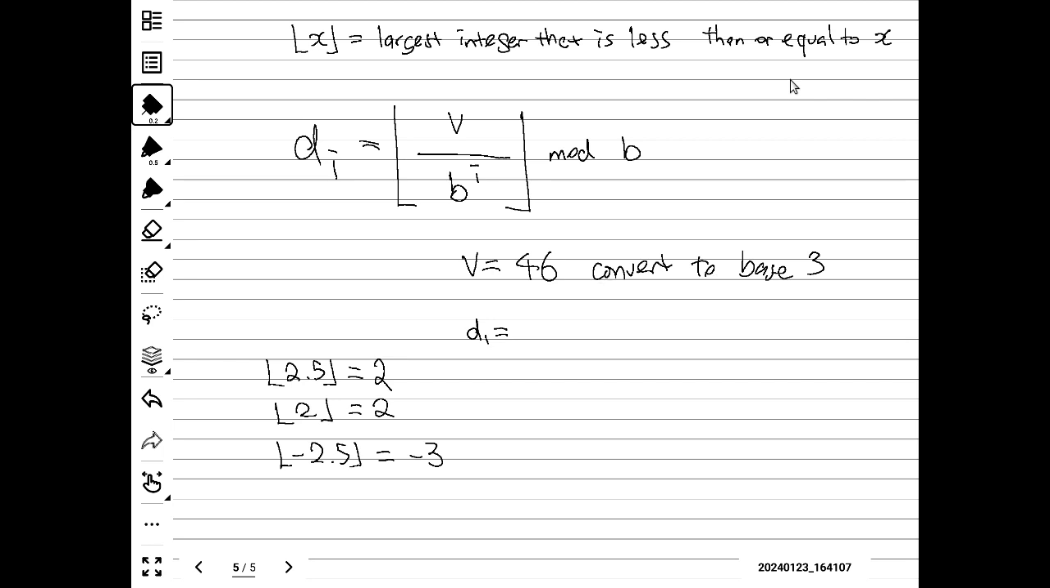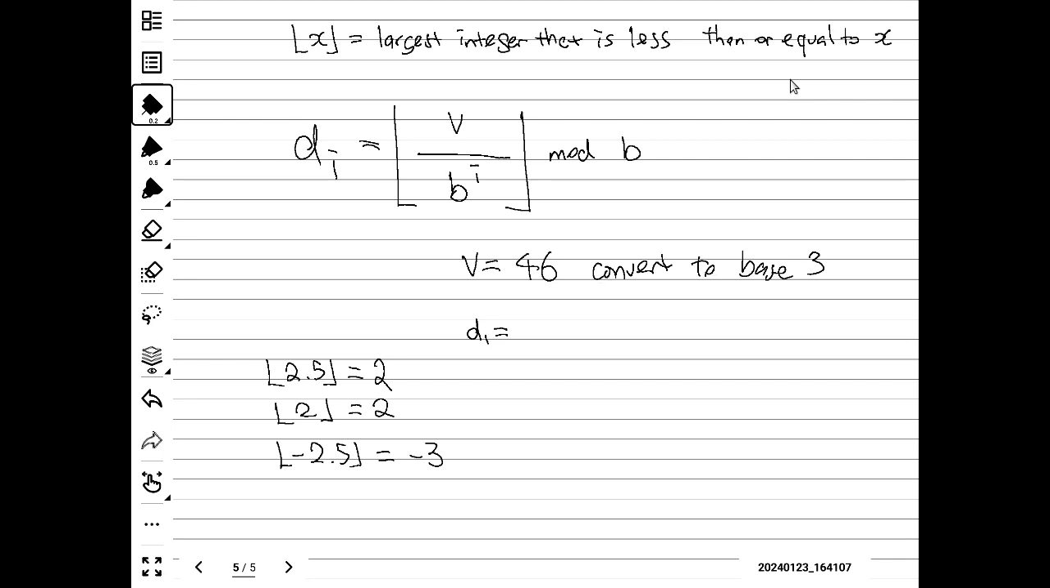It's still truncating down. Yes, the magnitude goes up when it's negative. All right, so what is D1?